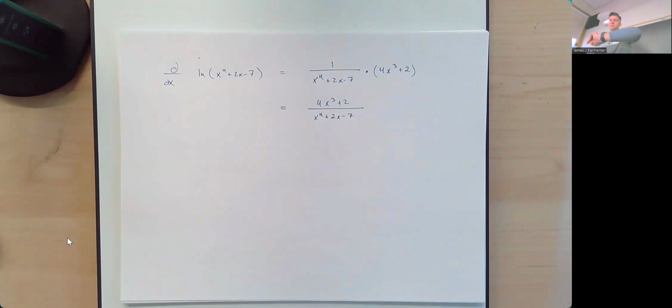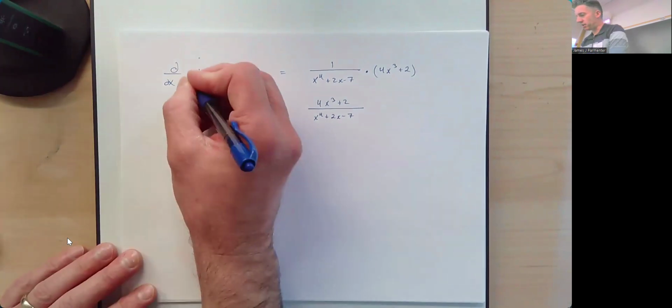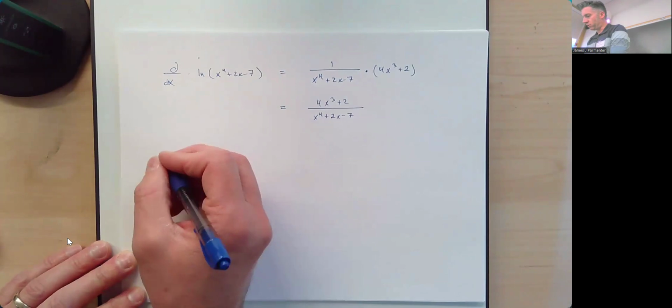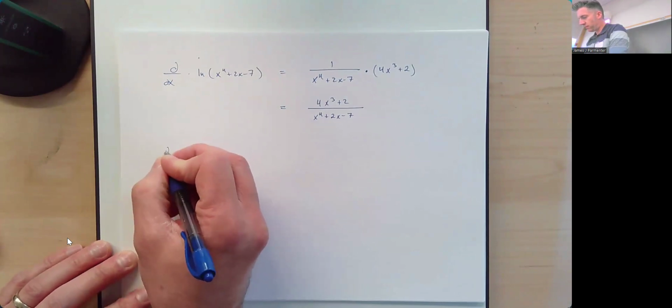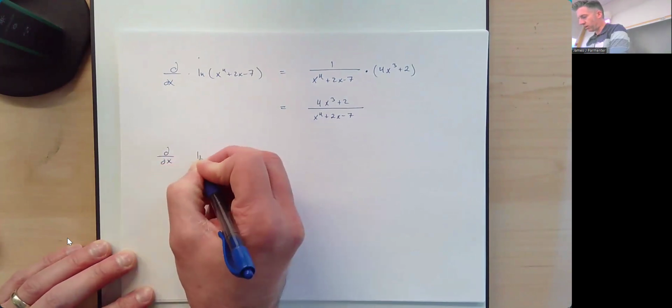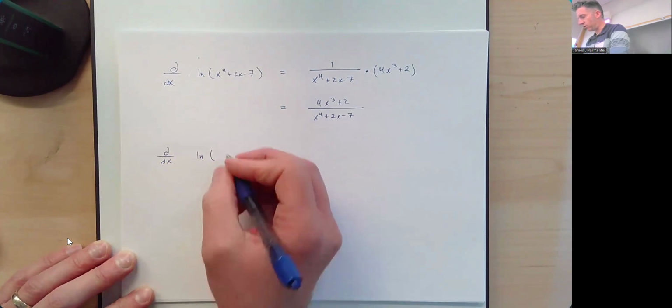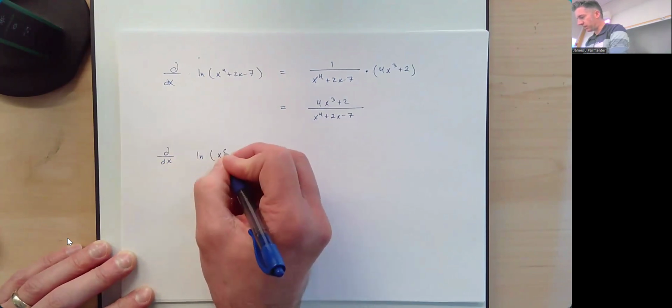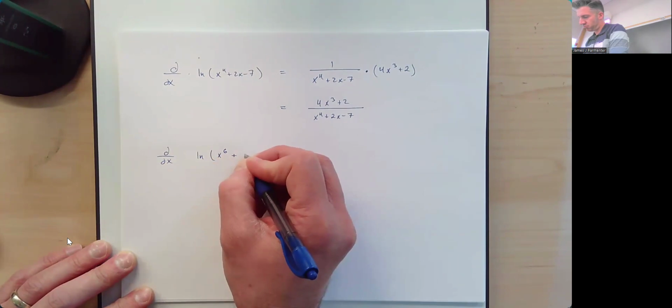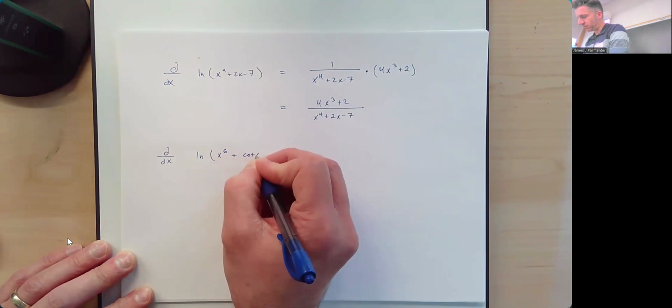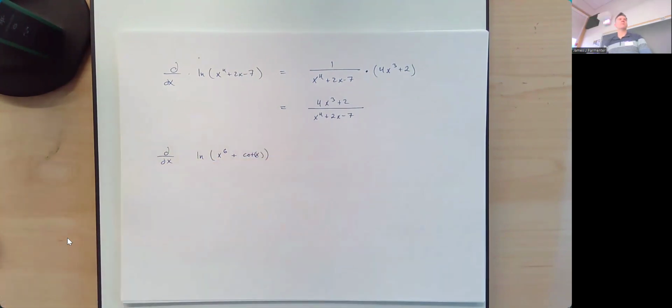Okay. Let's see. Why don't you all try this one? Find the derivative of the natural log of x to the 6th plus cotangent of x. Yep, trig's not going away. Still there. Never went away. You know where to start. Write it down. 1 over times.